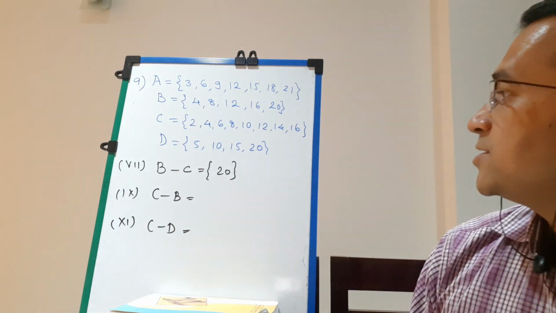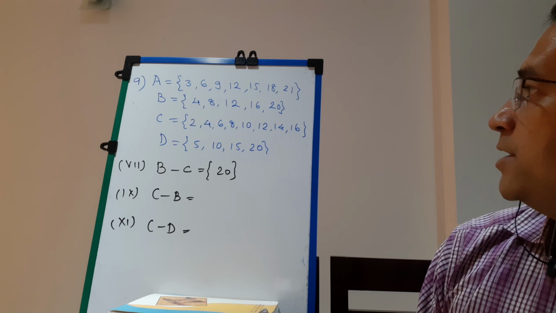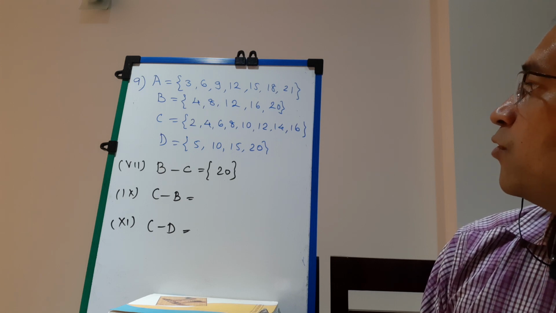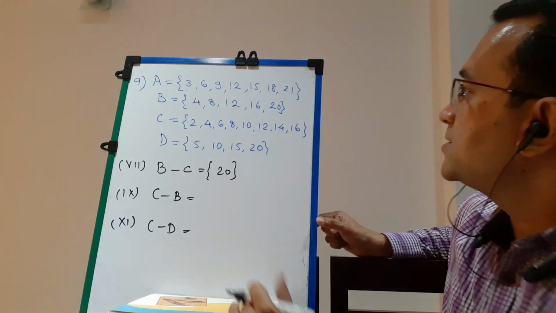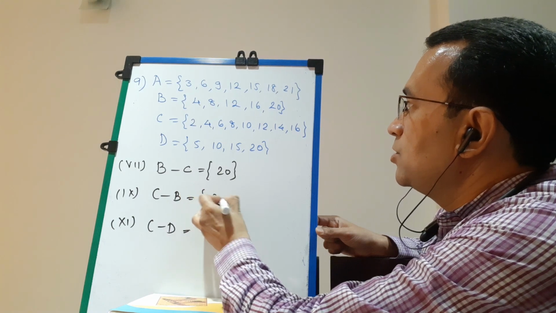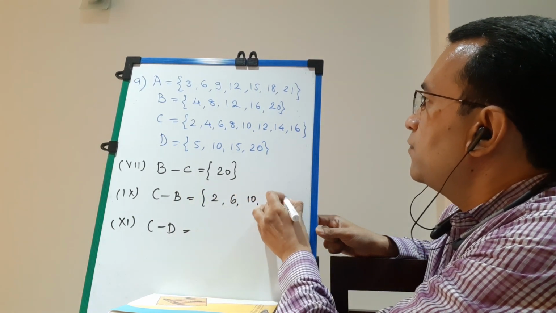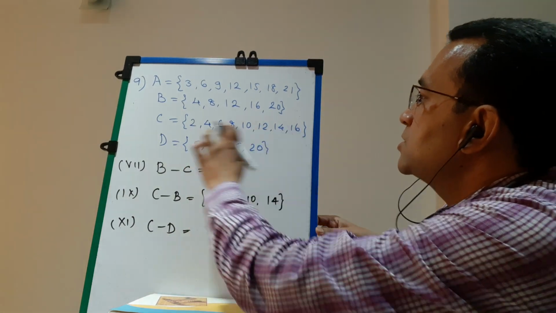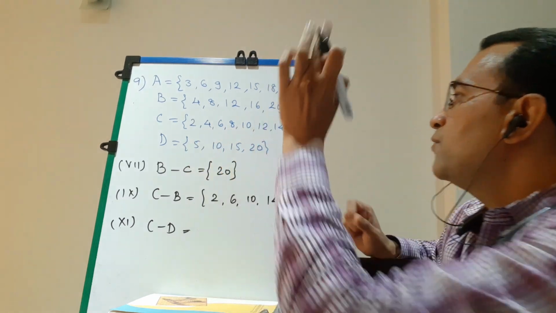Now, students, operate C minus B. From C, remove the common elements of B and C. So from C, if I remove 4, 8, 12 and 16, what will remain? 2, 6, 10 and 14. I'm removing 4, 8, 12 and 16. So 2, then 6, then 10 and then 14.